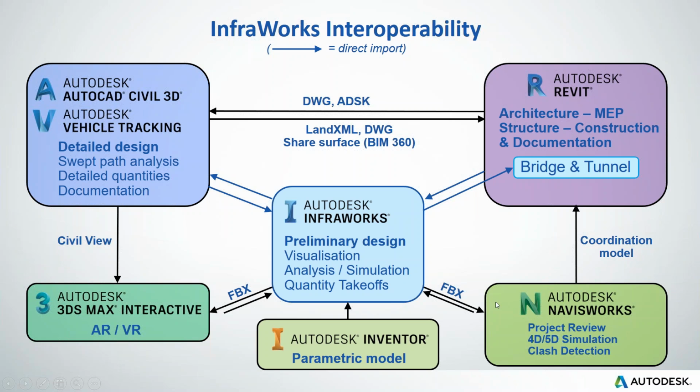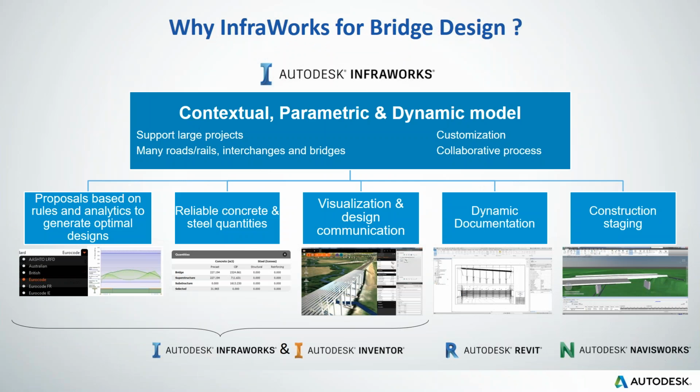And we can push back and forth using FBX file format into Navisworks for things like project review, 4D, 5D simulation, and clash detection. At the very top, we have this capability of moving data from Civil 3D to Revit using either DWG or exporting an AEC file, or even using the BIM 360 platform to publish a Civil 3D terrain for usage inside of Revit.